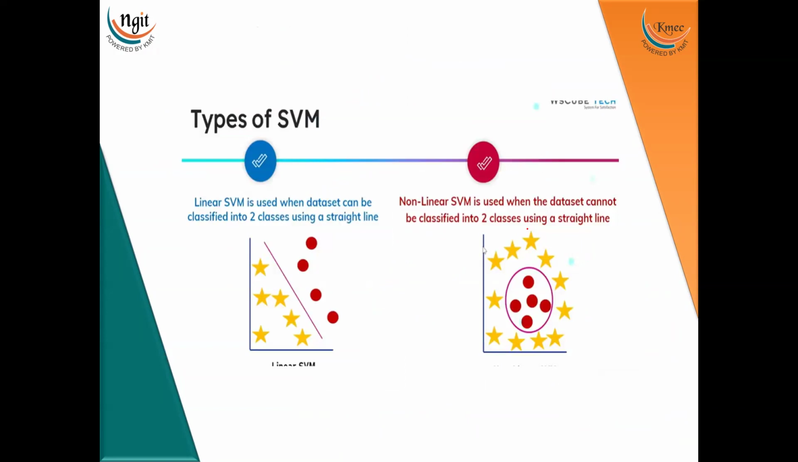There are two types of SVM, that is linear SVM and non-linear SVM. So what is linear SVM? It is used when the data set can be classified into two classes using a straight line. So this you can say is a linear SVM. Non-linear SVM is used when the data set cannot be classified into two classes using a straight line. When we have a data set like this, however you draw a hyperplane, you can't classify it into two classes. That is called non-linear SVM.